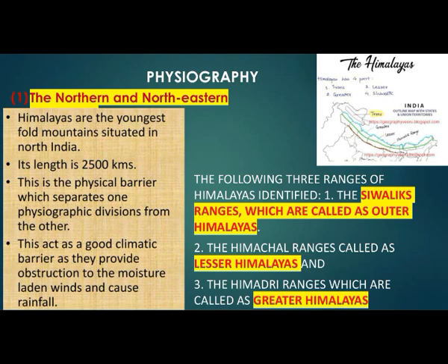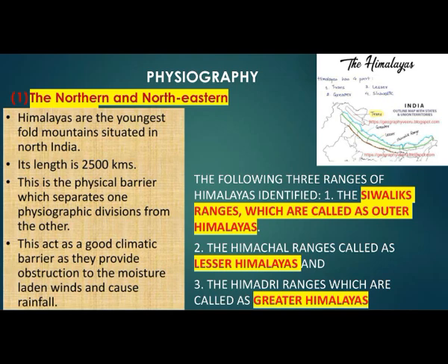This is the physical barrier which separates one physiographic division from the other. This acts as a good climatic barrier, as it provides obstruction to the moisture-laden winds and causes rainfall.